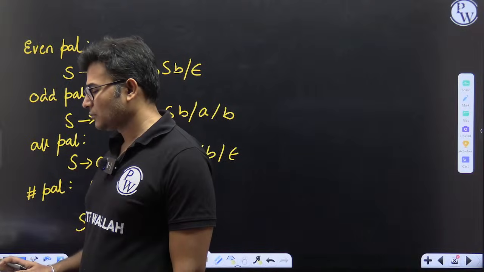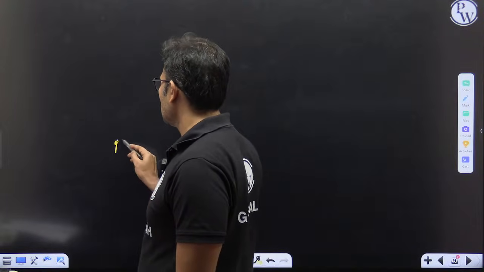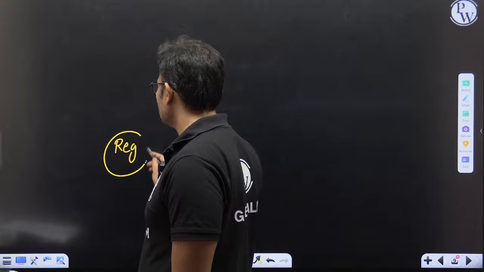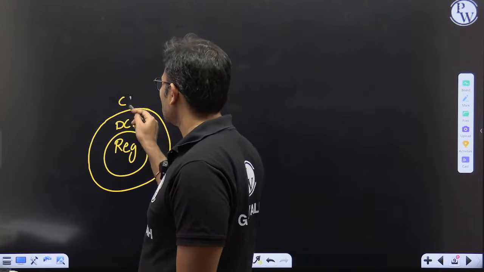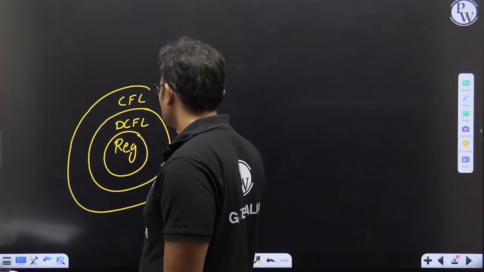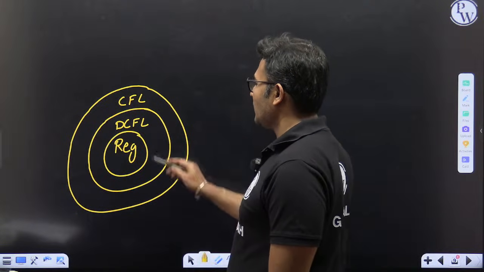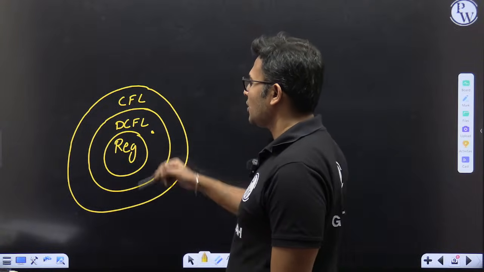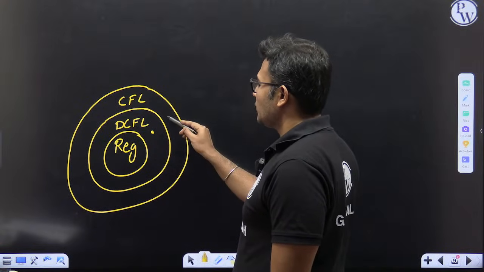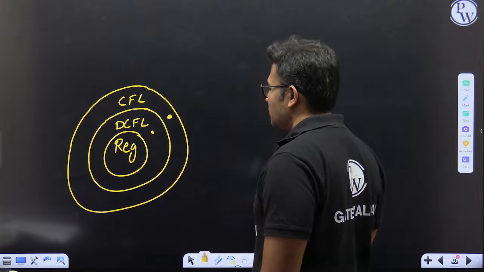Okay. So now there is an interesting topic in context free grammars. We know that we have regular languages, deterministic context free languages, and context free languages. Regular, DCFL and CFL, right? If a language is here, this is a deterministic context free language but not regular. If a language is here, this is a non-deterministic context free language, not a deterministic context free language, right?